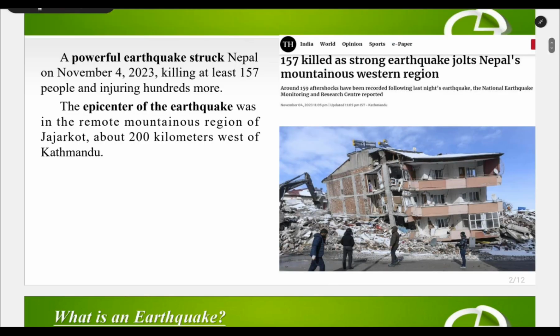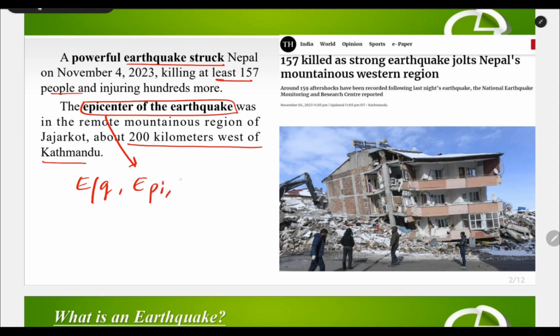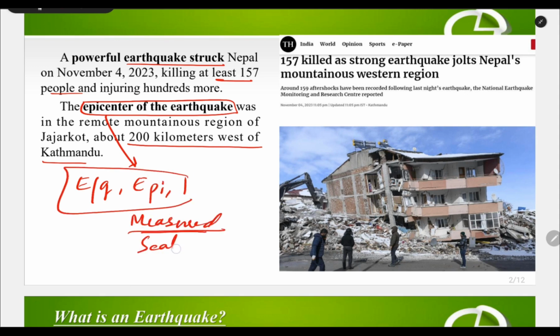As you have seen in the news, a strong earthquake struck Nepal which took at least 157 people's lives, and the epicenter of the earthquake was about 200 kilometers west of Kathmandu. So from an examination point of view, we should understand earthquake, the word epicenter, and other aspects like how it is measured and what scale we use for measuring it.